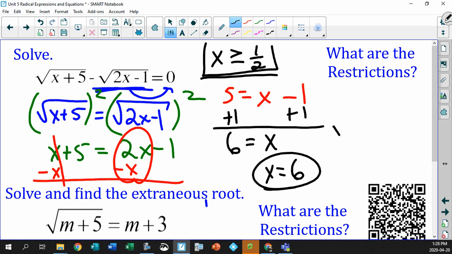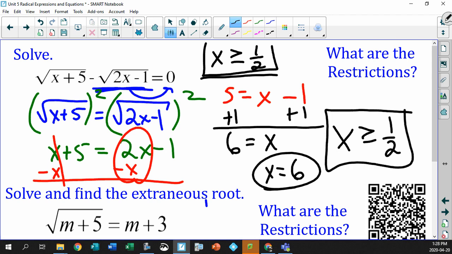There's the restriction. X has got to be greater than or equal to 1/2, which we figured out earlier. So that's how you solve ones like that.